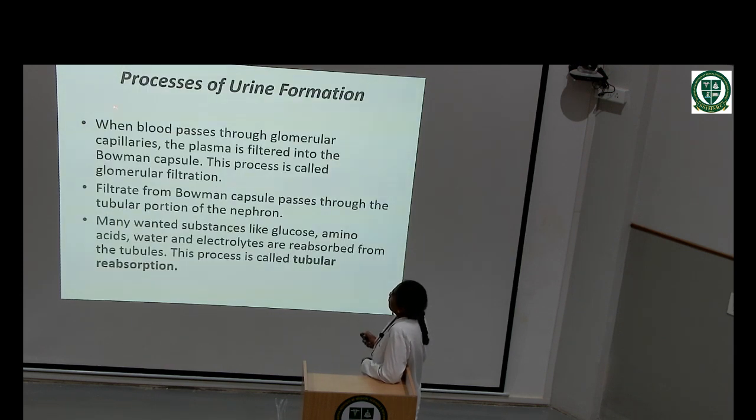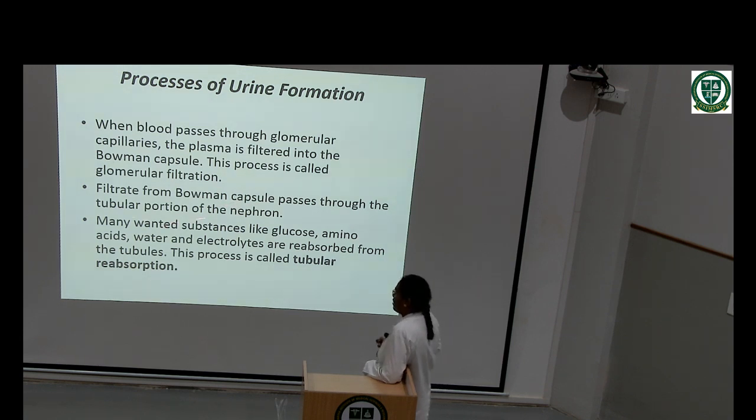Now, we will see the process of how urine is formed. When the blood passes through the glomerular capillaries, the plasma is filtered into the Bowman's capsule, which is called glomerular filtration. This filtrate from the Bowman's capsule passes through the tubular portion of the nephron.